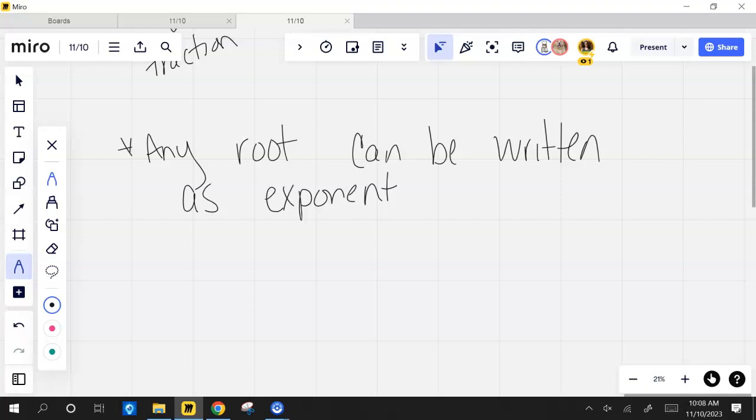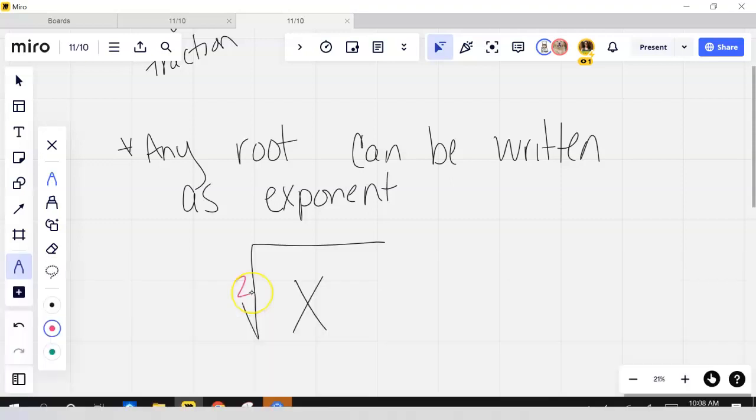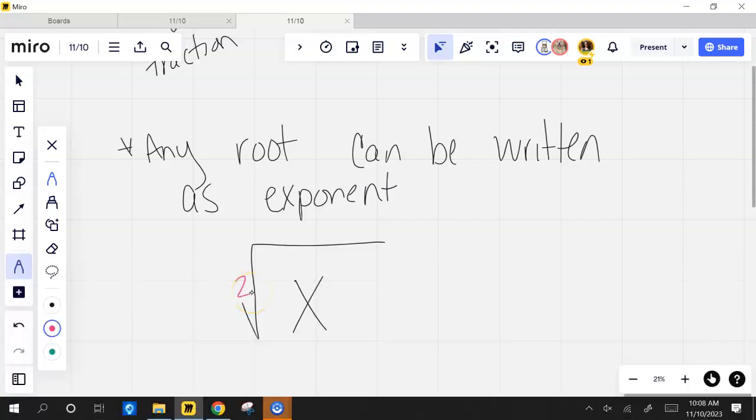Well, the negative exponent flips it. This is going to be a fraction. So here's what happens. I'm going to just start with square root. Tell me what's that little imaginary number that sits outside the root? 2, right? What's the imaginary or implied exponent on the x? What's always there? 1, right?